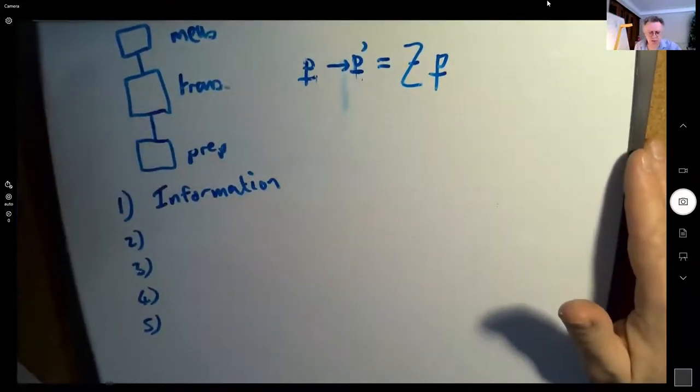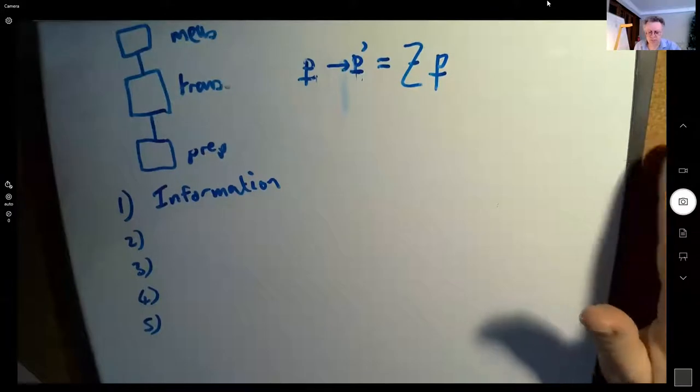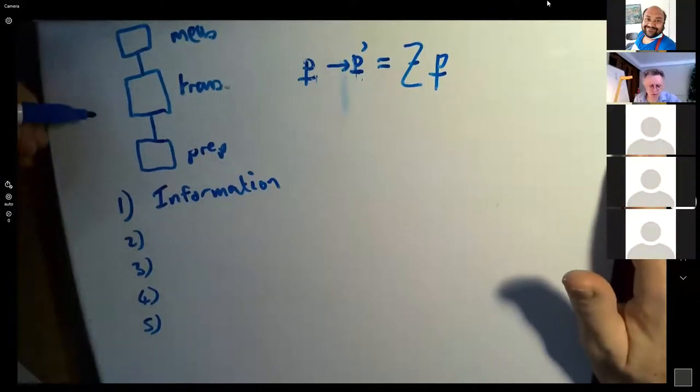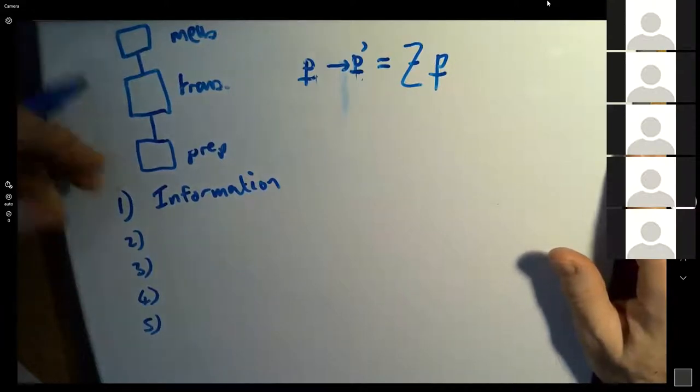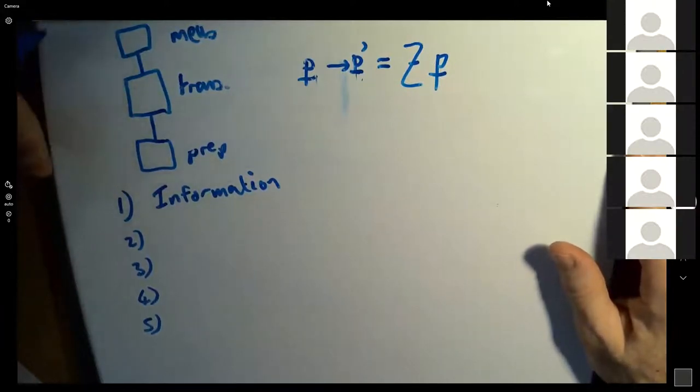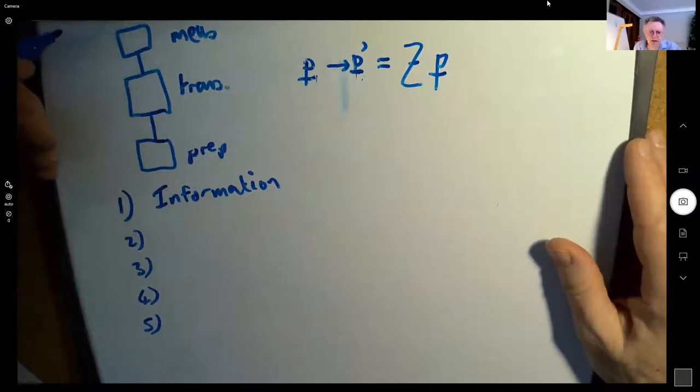So the first axiom, I call it the information axiom, and it says that any state which has, or is constrained to have, a certain information carrying capacity has the same properties as any other state having that given information carrying capacity.